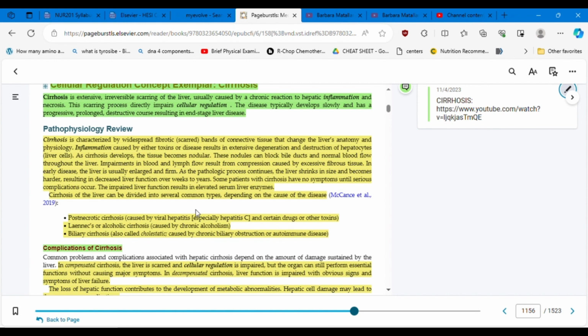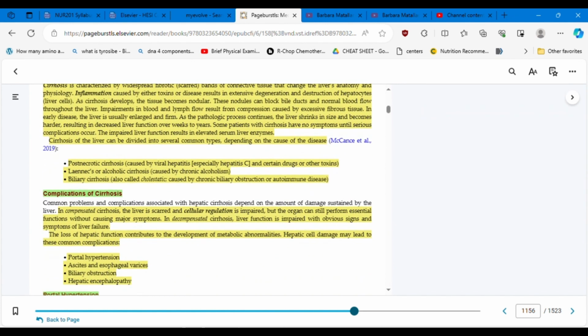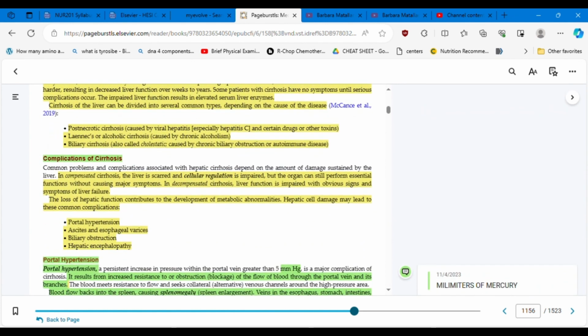Cirrhosis of the liver can be divided into several common types, depending on the cause of the disease. You have the post-necrotic cirrhosis caused by viral hepatitis, especially hepatitis C, and certain drugs or other toxins. Laennec's or alcoholic cirrhosis caused by chronic alcoholism. Biliary cirrhosis, also called cholestatic, caused by chronic biliary obstruction or autoimmune disease.